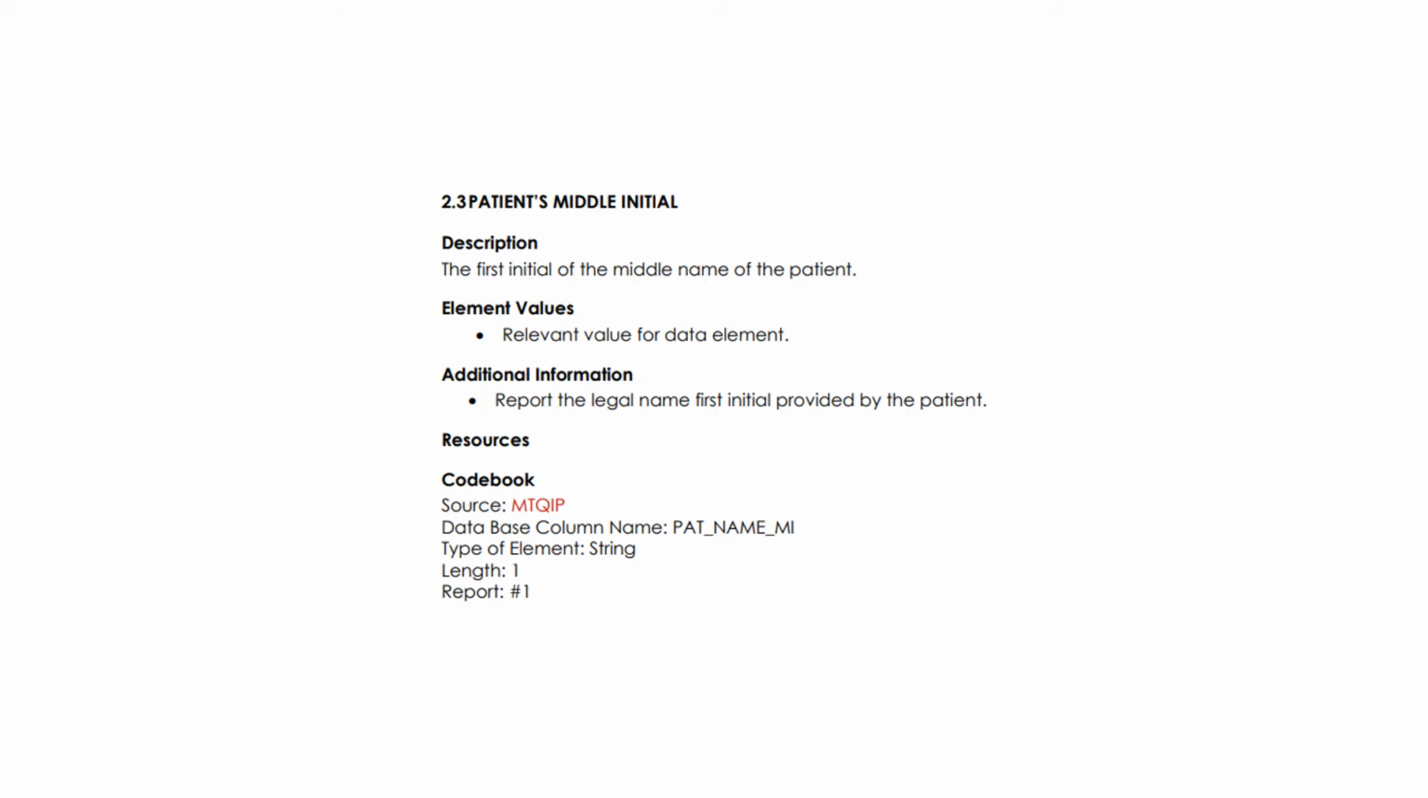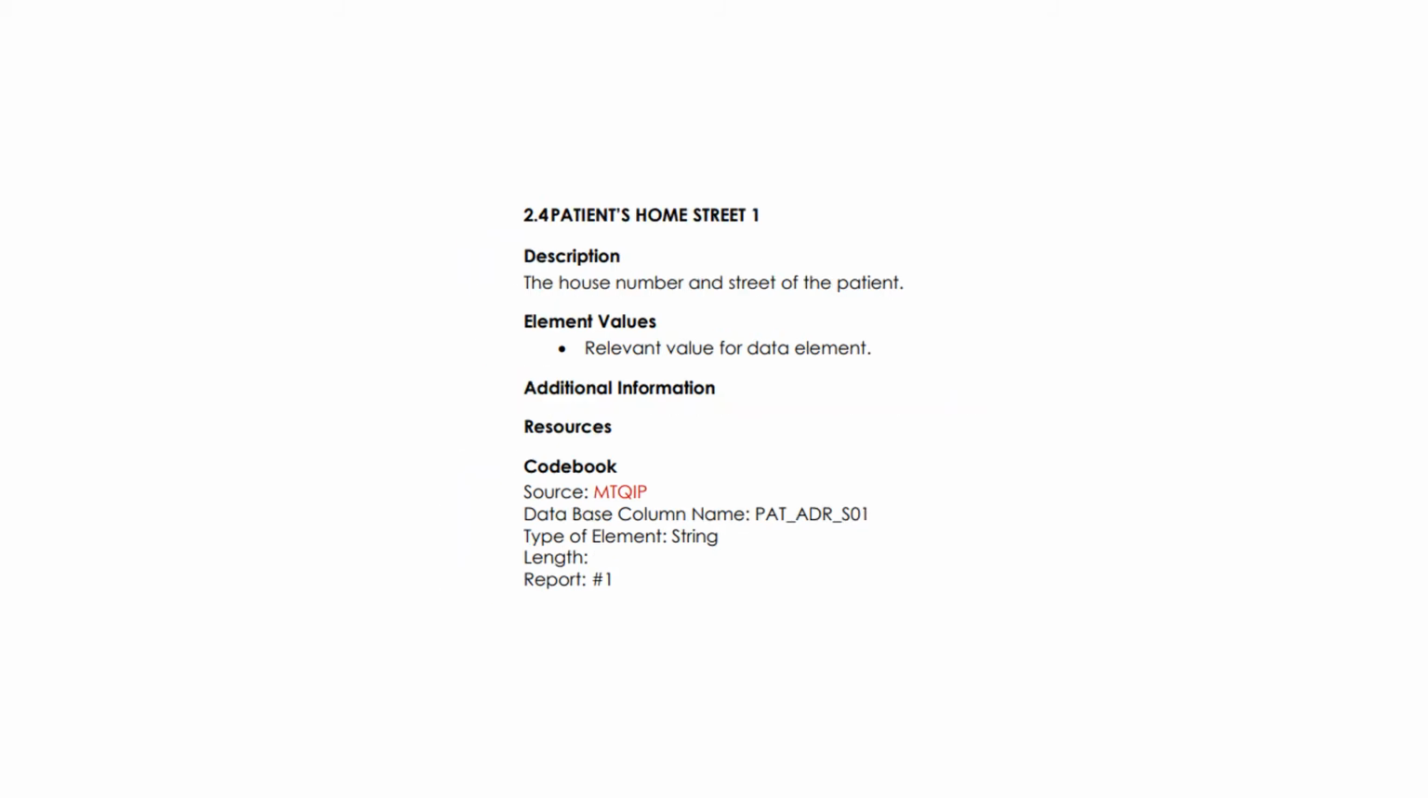As with the patient's first and last name, their middle initial refers to their legal name if noted in their record. Patient's home street 1 refers to the house number and street name where the patient primarily resides. If the patient is a permanent resident in a skilled nursing facility or extended care facility, use the facility address.